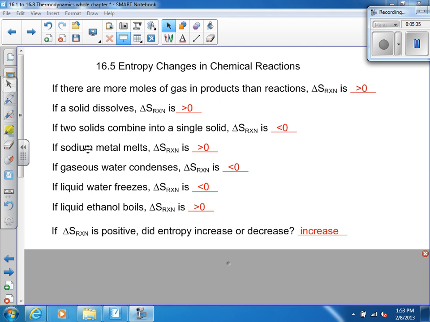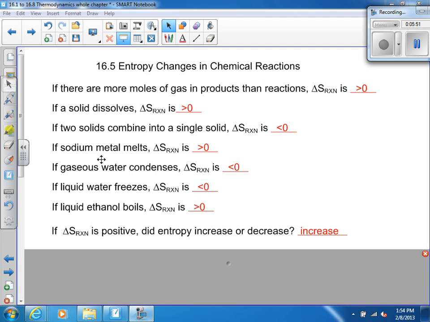Sodium melts, so we have a solid going to a liquid. Liquids have more entropy than solids, therefore entropy went up. Delta S is positive. If entropy goes up, delta S is positive. If entropy goes down, delta S is negative.